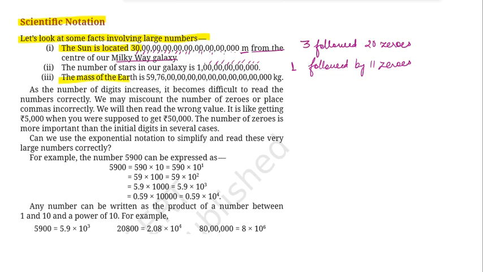And the mass of the earth is 5976 and then so many zeros. So again let's count the number of zeros. 1, 2, 3, 4, 5, 6, 7, 8, 9, 10, 11, 12, 13, 14, 15, 16, 17, 18, 19, 20, 21. So I'll write 5976 followed by 21 zeros.